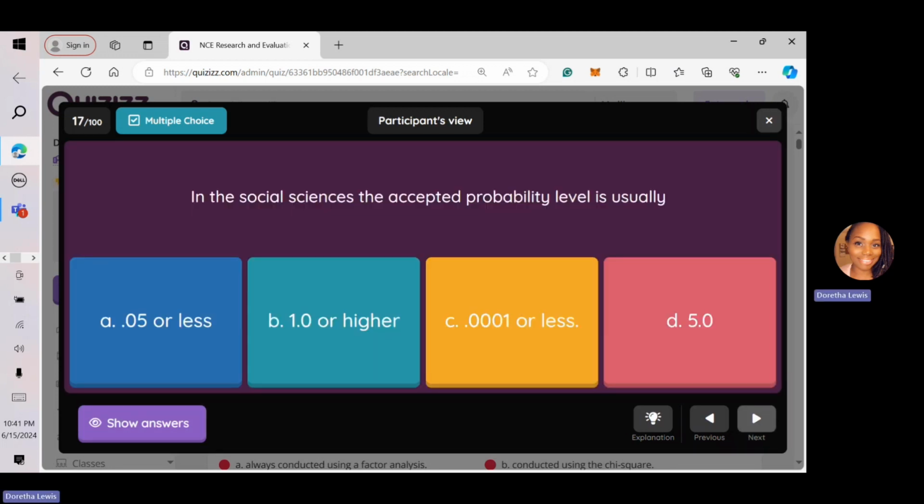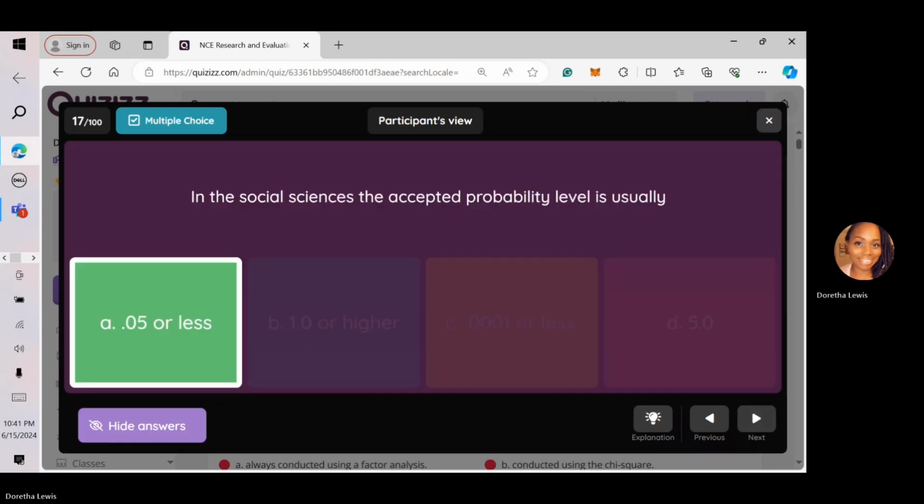So in social sciences, the accepted probability level is usually A, 0.05 or less, B, 1.0 or higher, C, 0.0001 or less, and D, 5.0. So 0.05 or less.